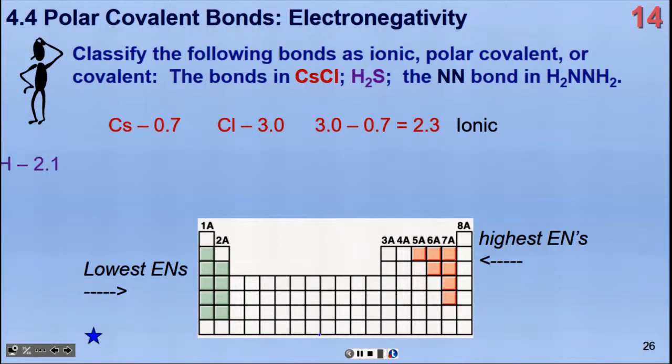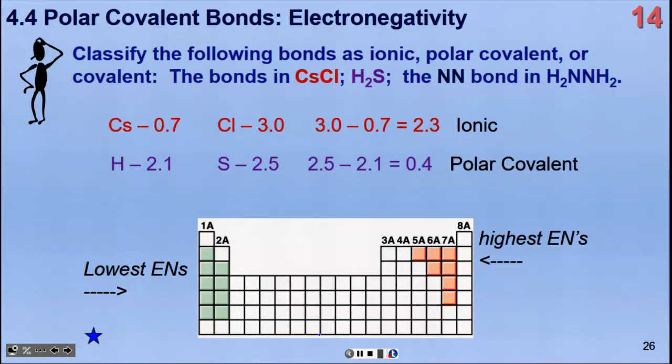H2S, hydrogen sulfide. Hydrogen has a value of 2.1. You just have to look them up. We're not going to memorize the numbers in this class. And then sulfur, if you look it up on the chart, is 2.5. So the difference between those two comes out to be 0.4. Not huge, but not 0. And so we're going to call that polar covalent. There are greater and lesser degrees of polar covalent, but this one is on the low end of such things.